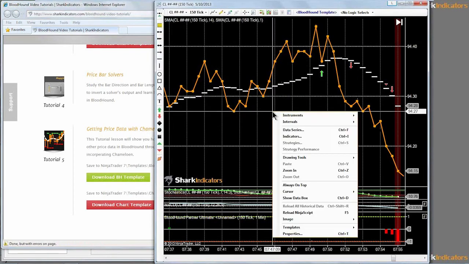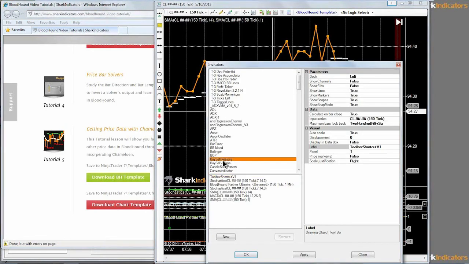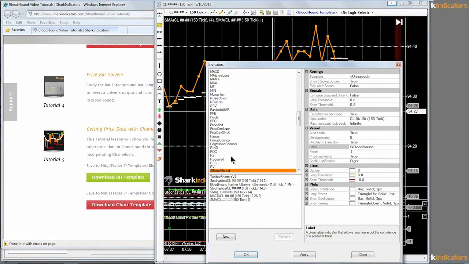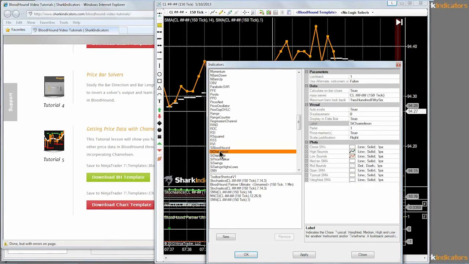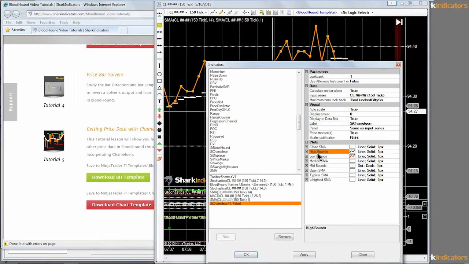So we have an indicator that comes with BloodHound down in the SI section. You can see you have SI BloodHound, and then right below it is Chameleon. If I add Chameleon on here, you can see it has all of the different price data, and also at the end of the price name there's this designation SMA and the designation bounds. This video explains what these designations mean and how they're used, and it also covers the parameter setting here as well.